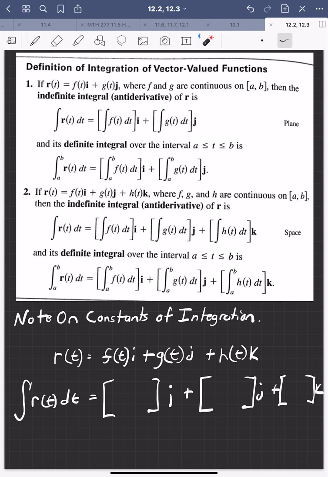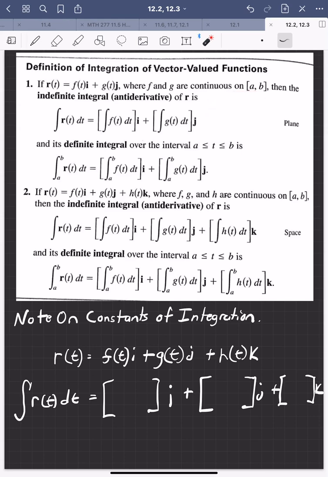Just like derivatives, we will integrate component by component. So that's easy. Most of your integration rules from Calc 1 and Calc 2 will all be applied. But what is different is that constant of integration, C, and this is important. Now, normally when you integrate, when you find an antiderivative, you get one constant of integration.